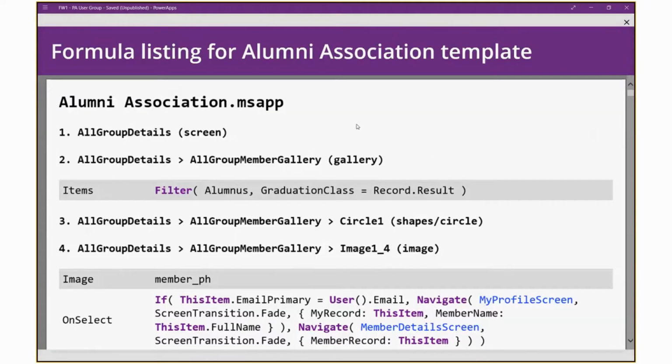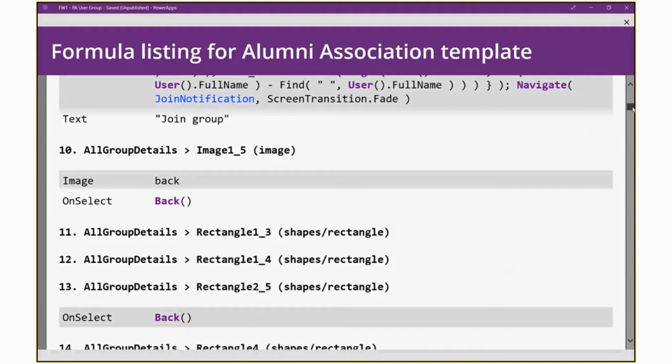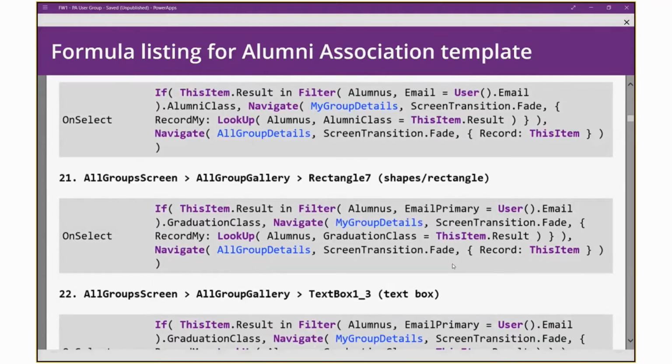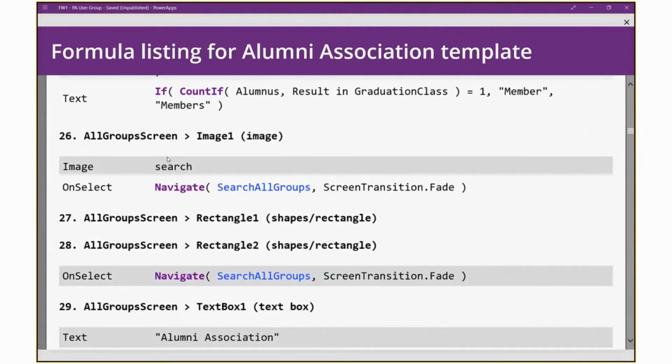This is what a sample app might look like. The Alumni Association is one of our sample apps that we ship in the box. This output is showing you all the formulas that are in the app. I think I strip out the ones that are not set, because for some of these, there's nothing there. For the ones for which there is a formula, there's on select, it's doing a navigate, and this is switching between two different screens, using the fade transition to make that move.